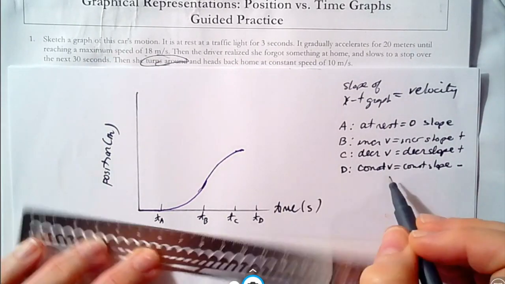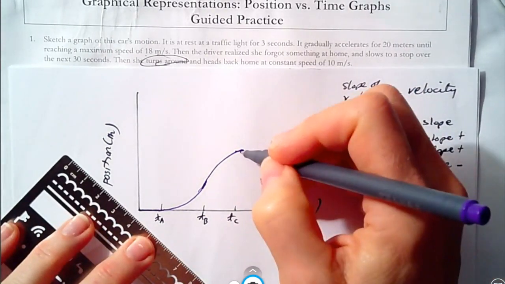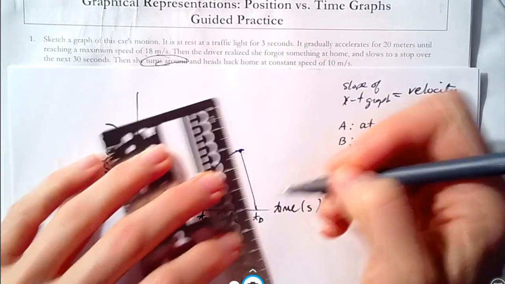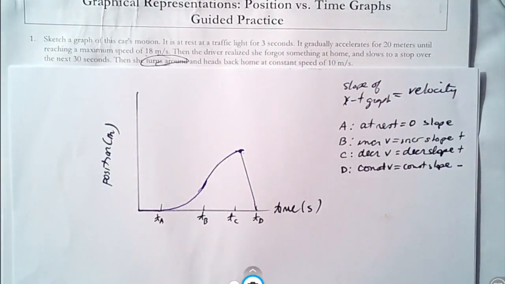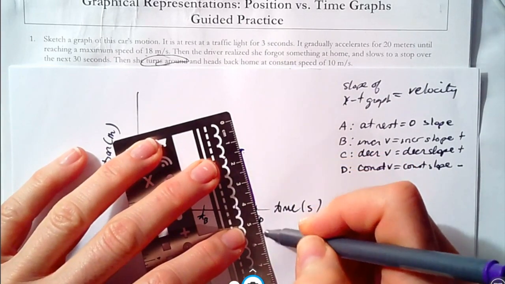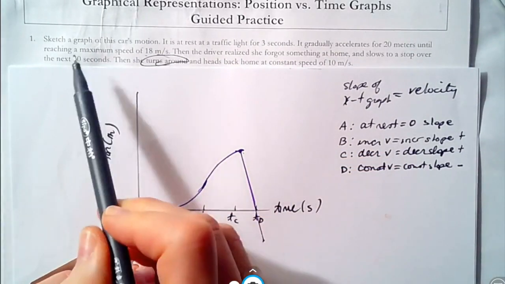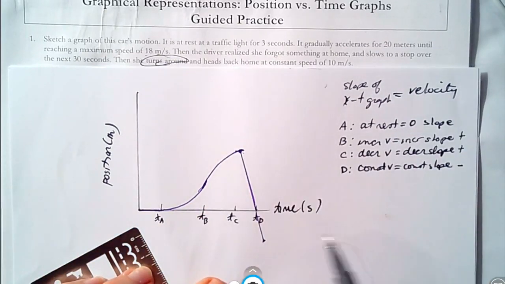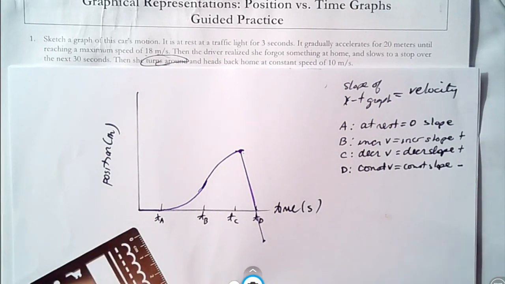Then we're going to go at constant speed, so we need a constant negative slope to some later position. And you could even make this go down through, because at the beginning you're at a traffic light, you're not at home. So theoretically, then you're going back home, which is even further from the light, back behind where we said 0 was.